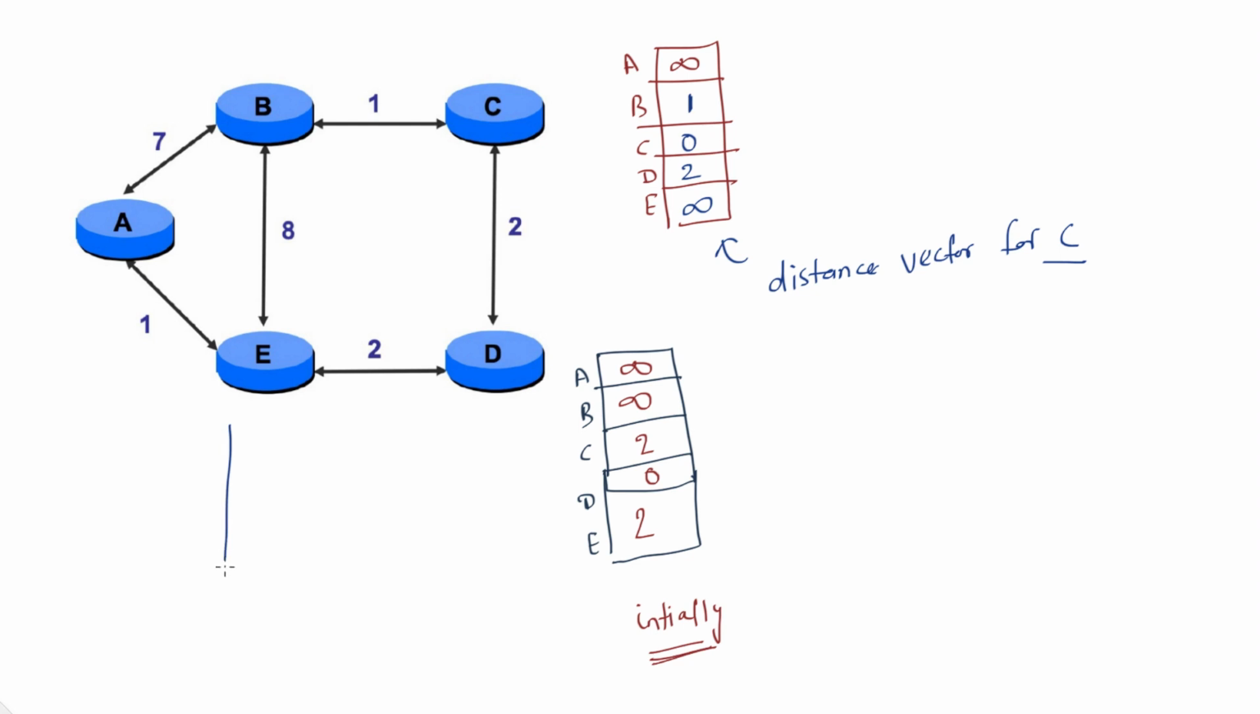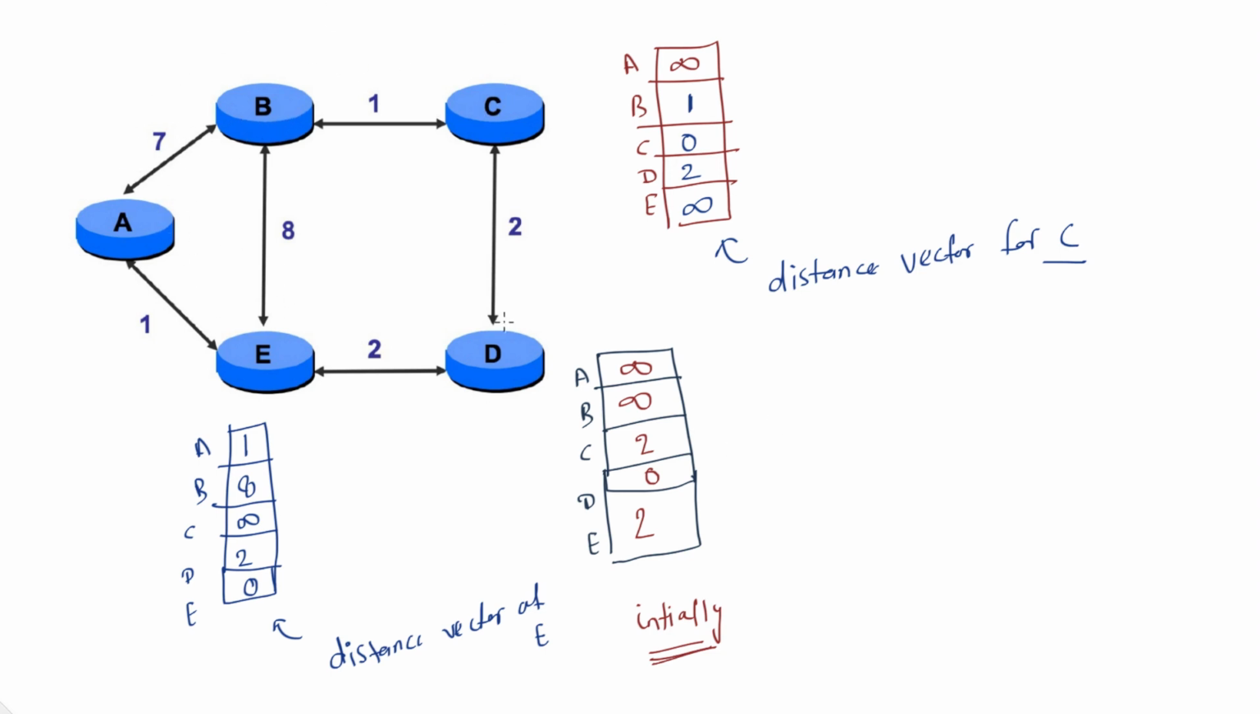Similarly, I will be having a distance vector for every router. Now for E, I will say A, B, C, D, E. E is connected to A via 1, to B via 8 cost, to C via infinity, to D via 2, to E via 0. So this is the distance vector of E, right? Similarly, I will be having distance vectors for A and B also.